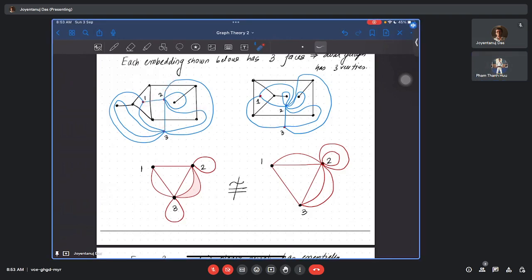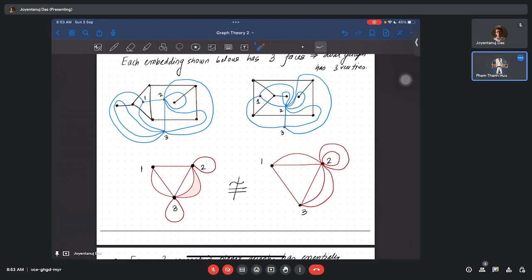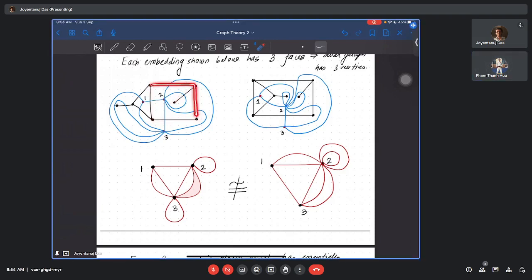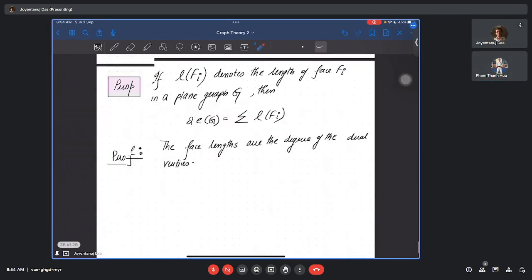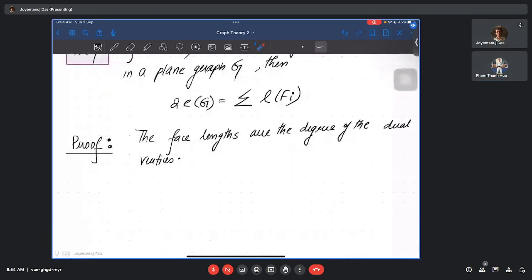So the closed walk, if we see the boundary of the face 2, then what is the boundary? This is 1, 2, 3. 3 is coming back. 4, 5, 6. The total length is 6, right? So the length of the boundary of face 2 will be nothing but the degree of the vertex 2 in the dual graph, right? So that is what it is saying: the face lengths are the degrees of the dual vertices.